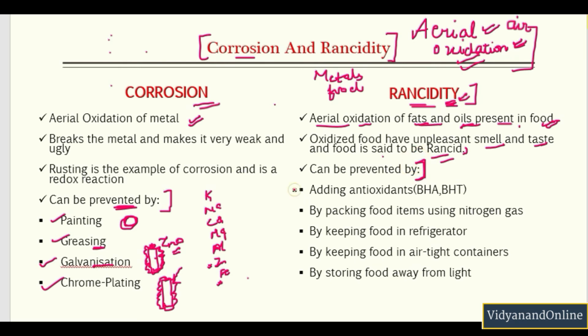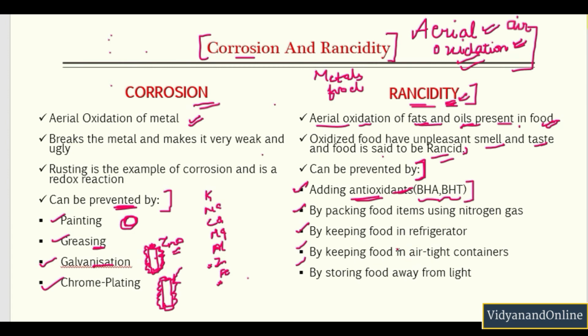So basically these are some actionable items which we are also doing at our home. We are keeping our food in the refrigerator, we are also keeping our food in airtight containers. So let us understand these one by one. First is adding antioxidants. These antioxidants are actually reducing agents. Thus, the fats and oils present in the food do not get oxidized. Examples of antioxidants are butylated hydroxyanisole and butylated hydroxytoluene.